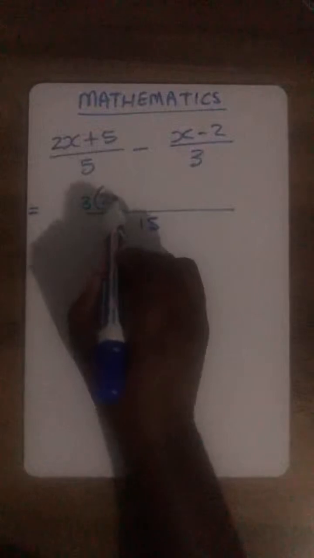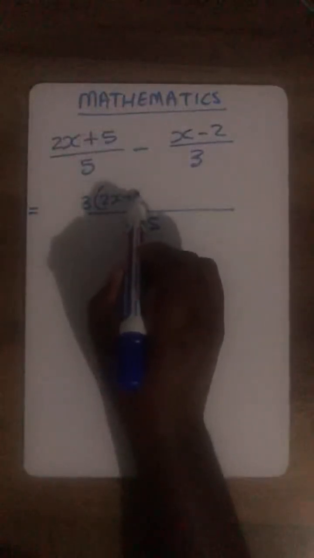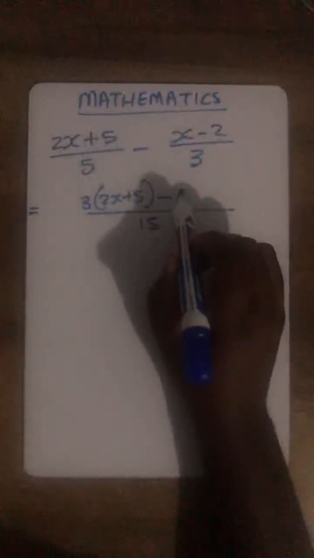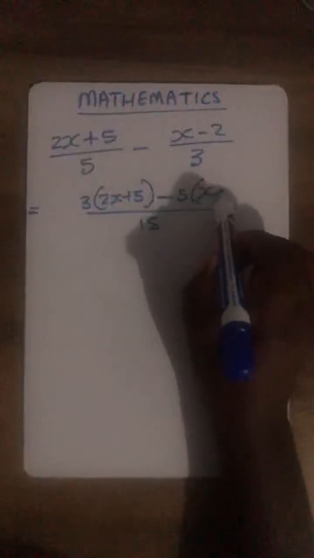So you multiply that by that. What is it? 5 times 3, it's 15. Okay, then you multiply that by that. What is that? It's going to be 3 into 2x plus 5. You close, obviously minus, and then that times that, it becomes 5 into x minus 2.